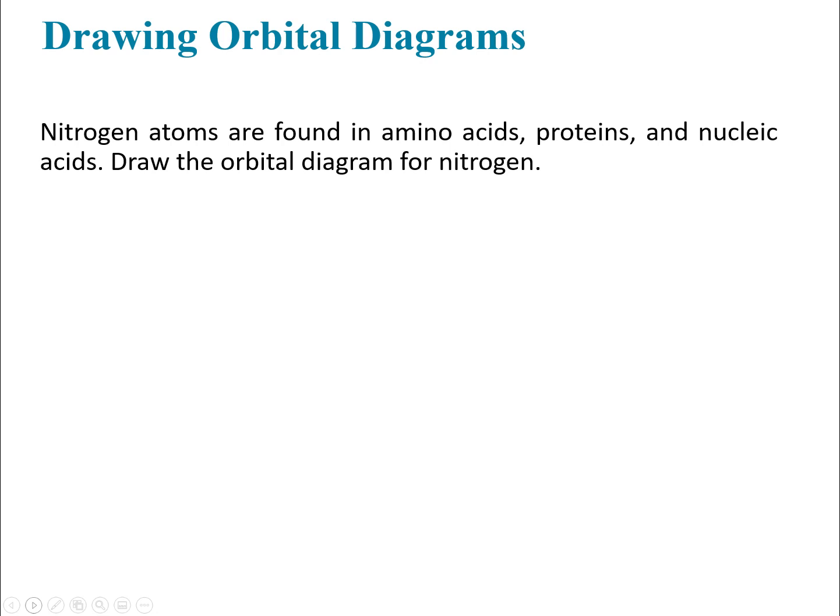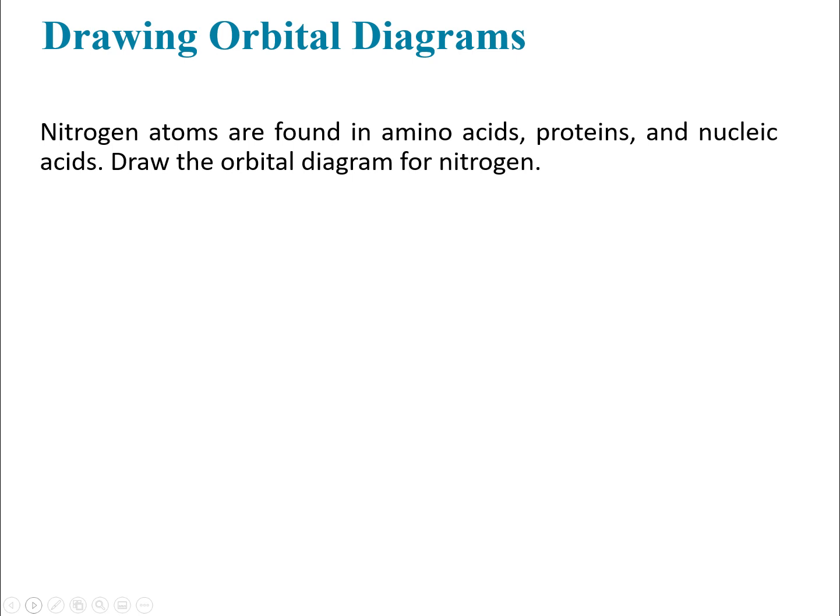Anyway, let's do another example. Nitrogen atoms are found in amino acids, proteins, and nucleic acids. Draw the orbital diagram for nitrogen. Immediately, what do you see that's missing? You're not told how many electrons to place. You have to rely on the beginning of chapter 4 to figure that out.